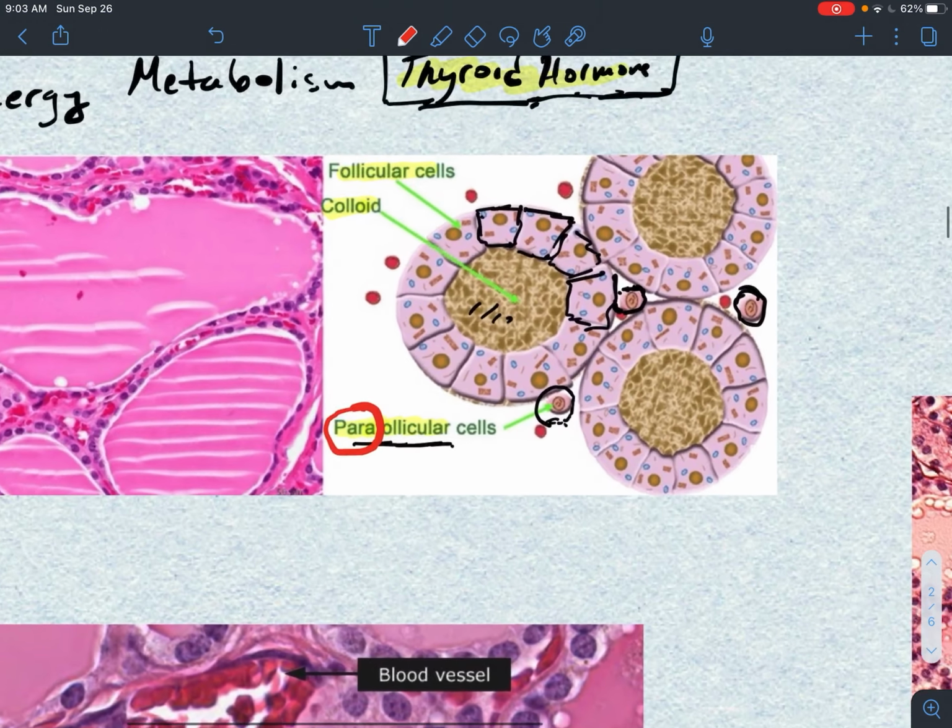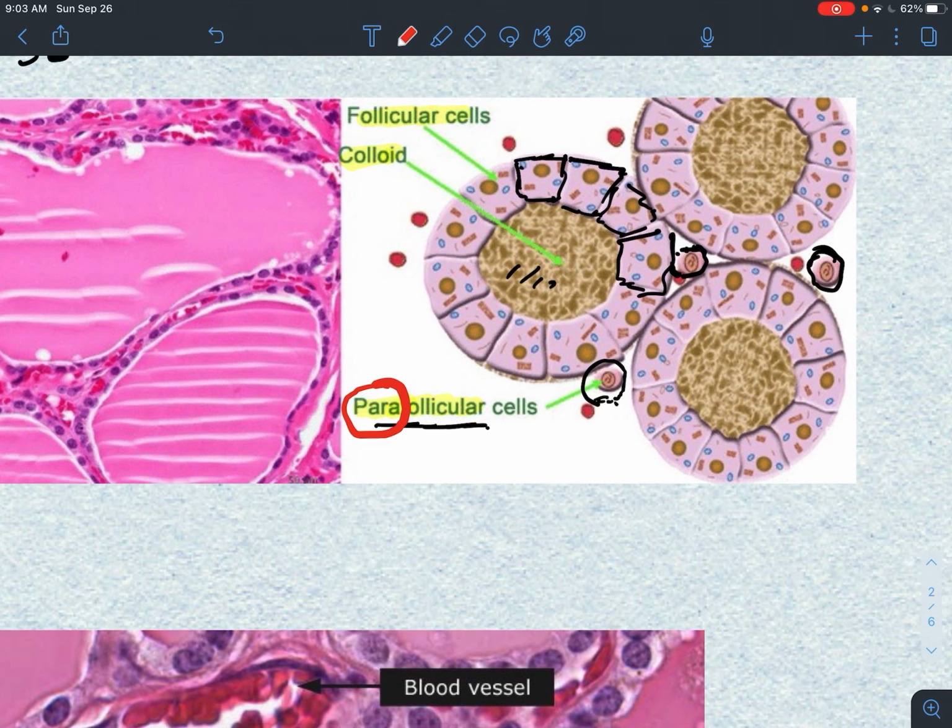This para is being used for saying that we have these parafollicular cells. In other words, cells that are next to the follicle. So when we use this para right here, we're saying parafollicular. Or think about it this way. This is the follicle, right? That's the follicle. And this is next to, or para, the follicle, parafollicular, right?